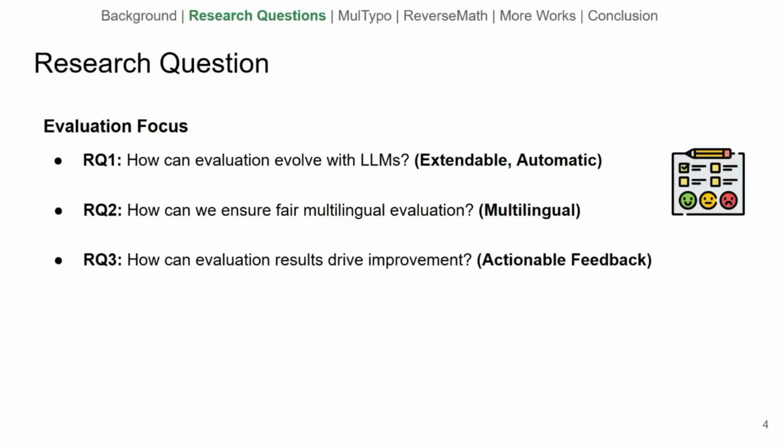And also, when we find all these weaknesses, what is next? We shouldn't stop here, because the aim of the exam is not only to tell you, okay, you are weak, but also to help you improve. So here I come to the third question. How can evaluation results help to improve LLMs?